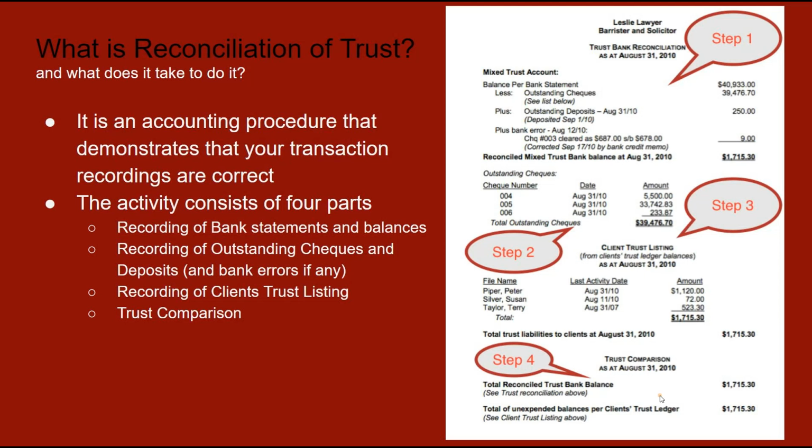Okay? So there are 4 steps or 4 data captures that are done, and that's all you have to remember when you're doing your reconciliation for the trust. Now, in the general reconciliation statement, the only difference is that you do not have step 3. There is no client trust listing, so you just have step 1, 2, and 4.